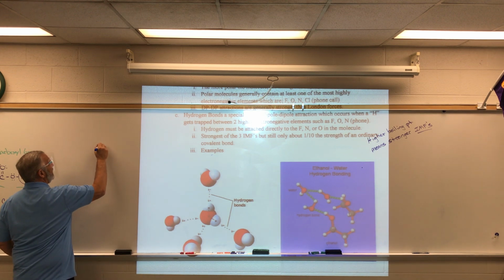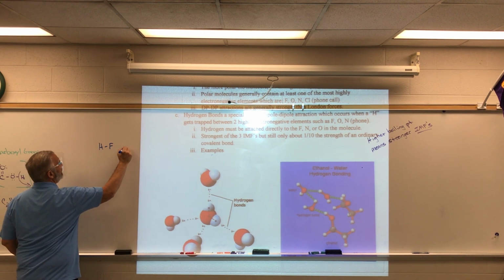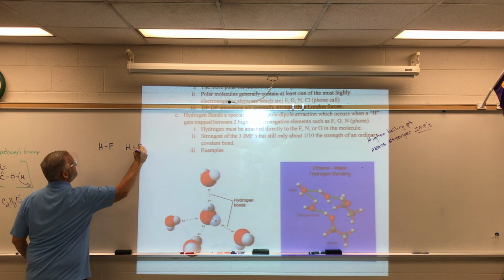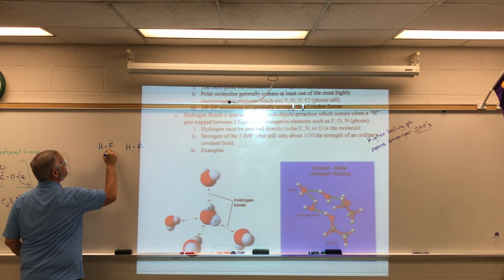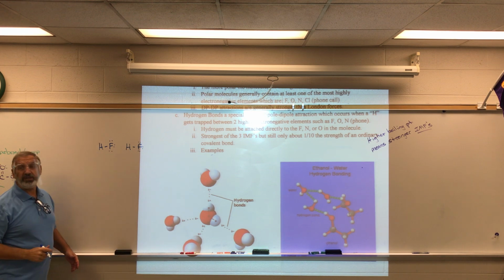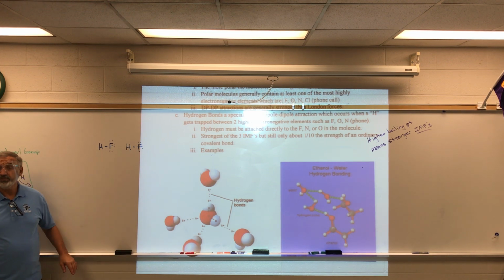So if I have HF and HF, fluorine is the most electronegative element. Fluorine is the element that shares the least.